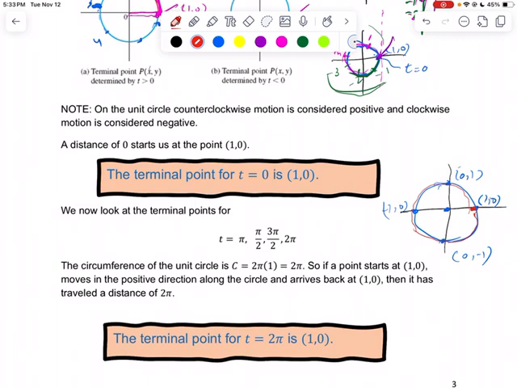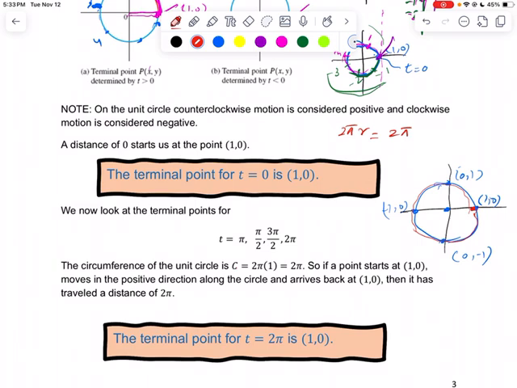Can someone guess it? So we have traveled, the length traveled is the circumference of the circle. So what is the circumference of this circle? Well, the formula for the circumference is 2 pi r. But in our case, r is 1. So we have 2 pi. So we have traveled a distance of 2 pi. So if you want to see what is the terminal point for 2 pi, you will say 1, 0.